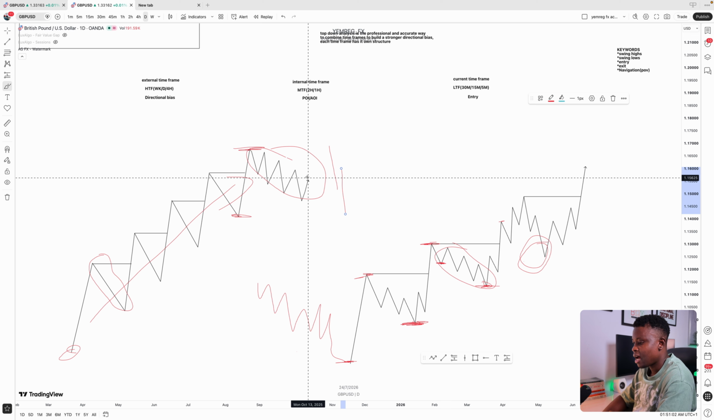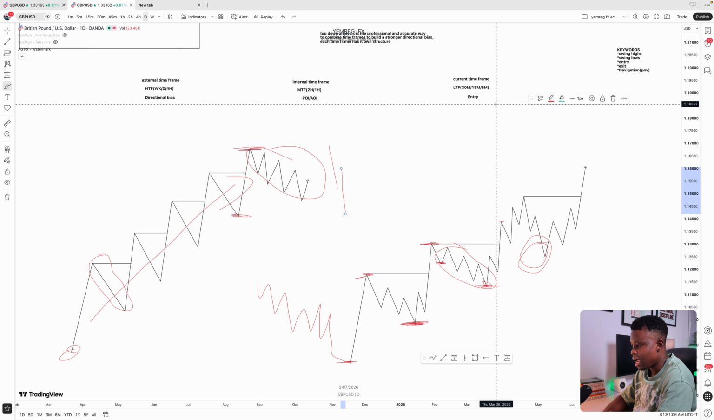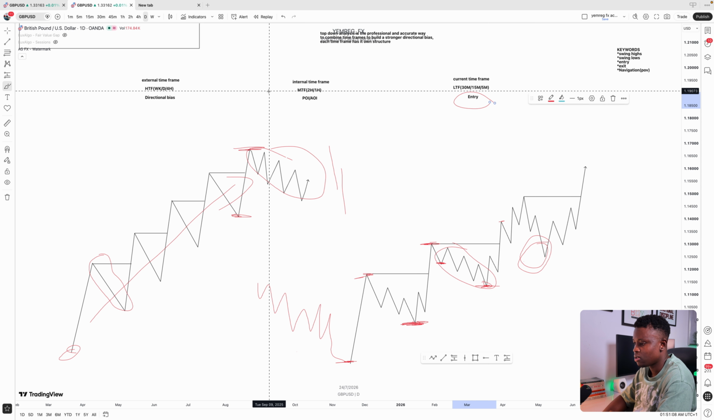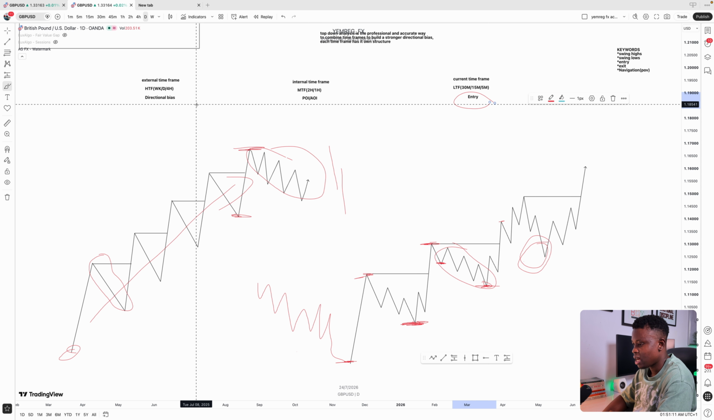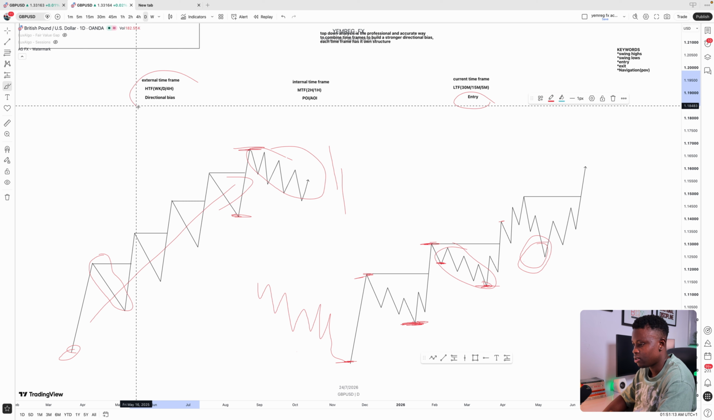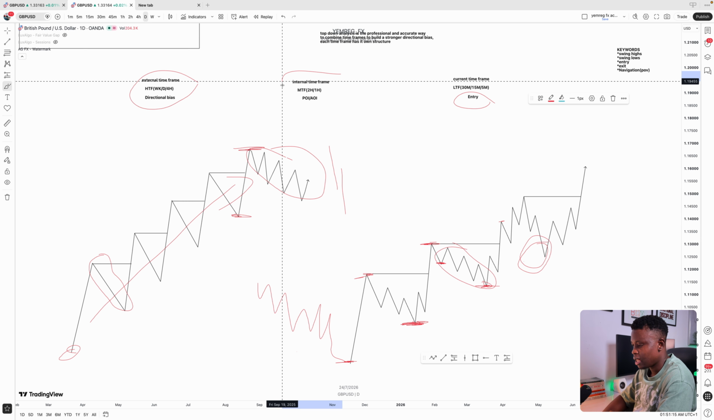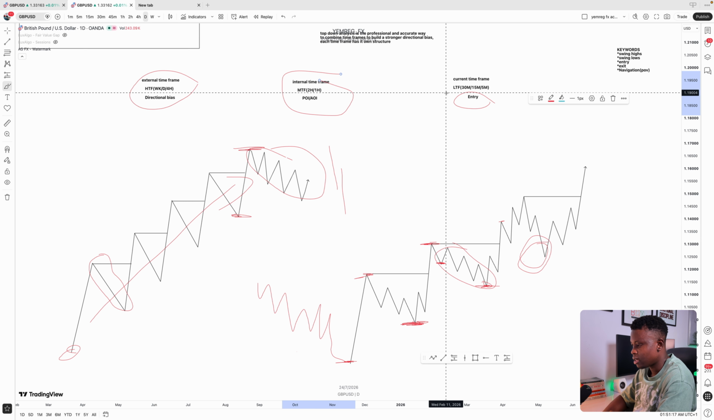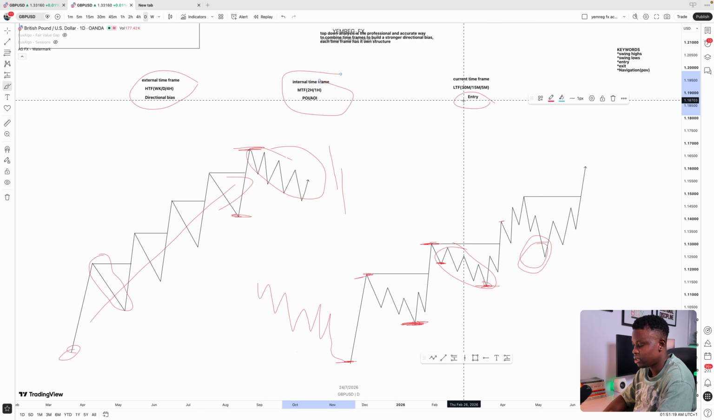So that's the thing. And one thing you should also always do is make sure that your entry time frame is in alignment with the overall time frame. So there are some scenarios whereby the overall time frame will be the same as the internal time frame, and it has to be the same as the entry time frame too.